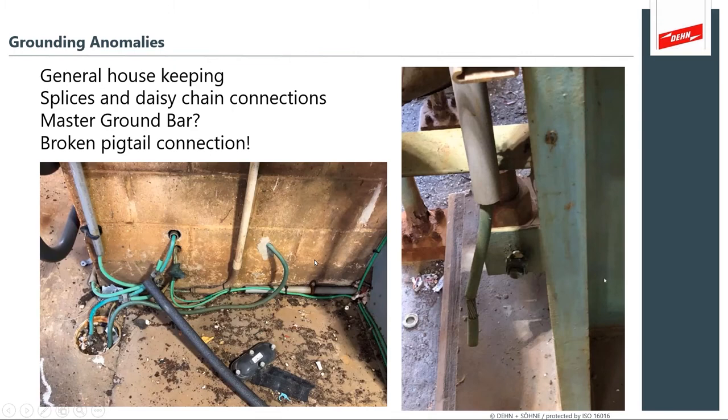We're looking for things like general housekeeping. Now here we've got something that looks like just a general mess. You've got splices in the conductors that are difficult to trace. You've got daisy chain operations where you're bouncing through the facility with daisy chain connections instead of having dedicated pigtails coming back to an earth connection. Where's the master ground bar? That would be a better system where everything comes back to one master point. Over here to the right, you see a broken pigtail. These are the things that you can inspect on a regular basis and look for before you have surge and lightning problems.